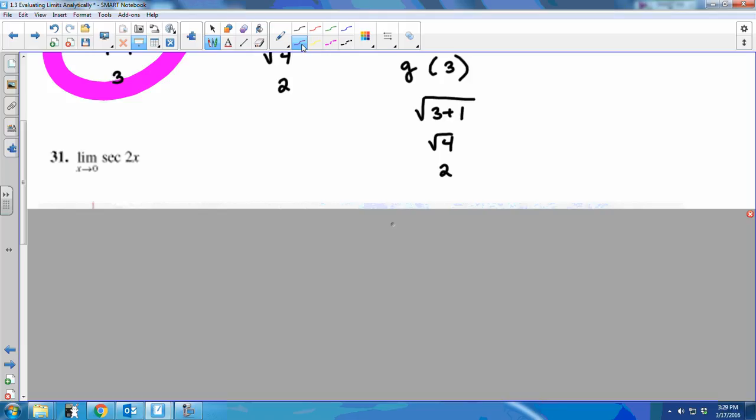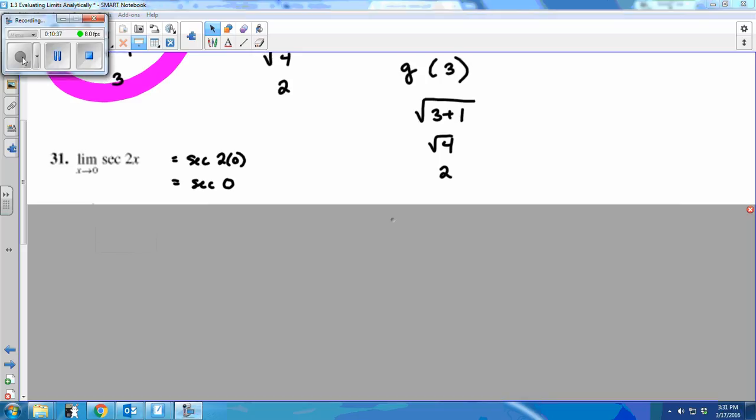Okay? So this is the limit as x approaches 0 of secant of 2x. So if I directly substitute, I get the secant of 2 times 0. That means it's secant of 0, right? So remember, secant is the reciprocal of cosine, okay? So be careful with that. So I'm going to open my unit circle up so we can look for some things on the unit circle.